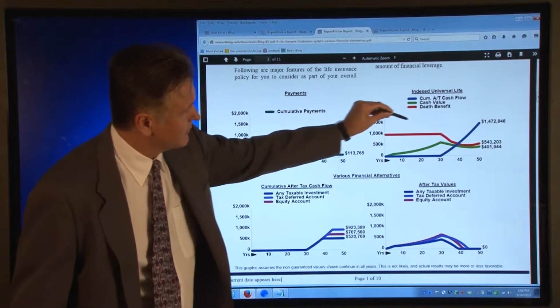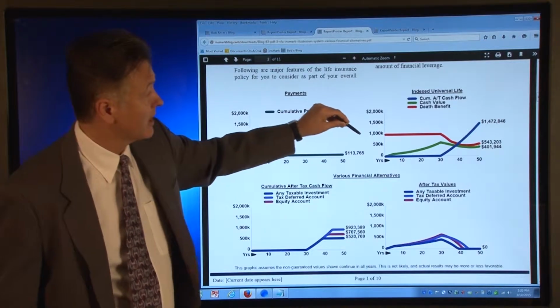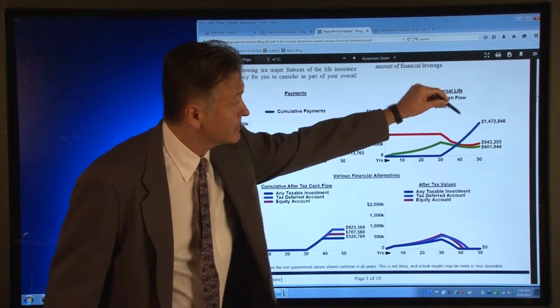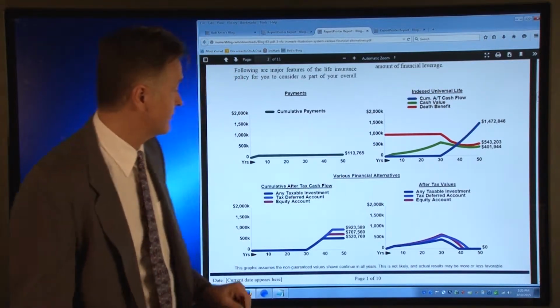As you can see, the death benefit starts at $1 million, you have your cash value, the green line, and then your after-tax retirement income starting at age 30 when she's 65 all the way out through retirement is a total tax-free distribution of $1,472,000.